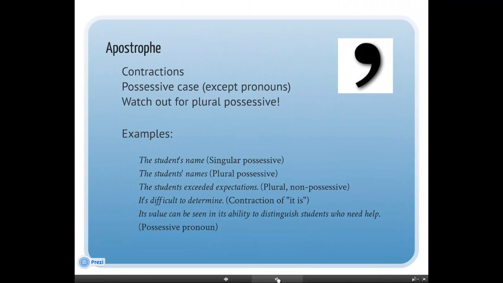The apostrophe. Be careful to use the apostrophe carefully, that is, in contractions or with the possessive case, except for possessive pronouns, not just with any plural noun. Pay close attention to plural possessive case.